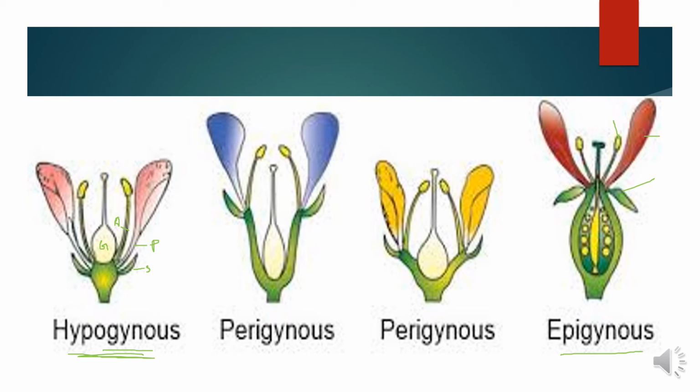When it is semi-hypogynous or semi-epigynous, then it is called perigynous. That is the gynoecium. Here we see that it is not a fully inferior ovary, not a fully superior ovary. So this type of arrangement is called perigynous.